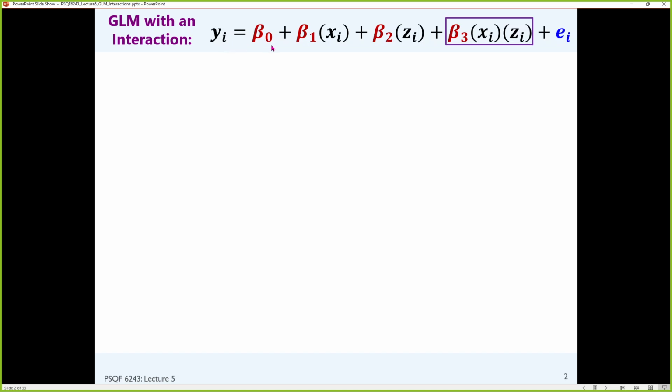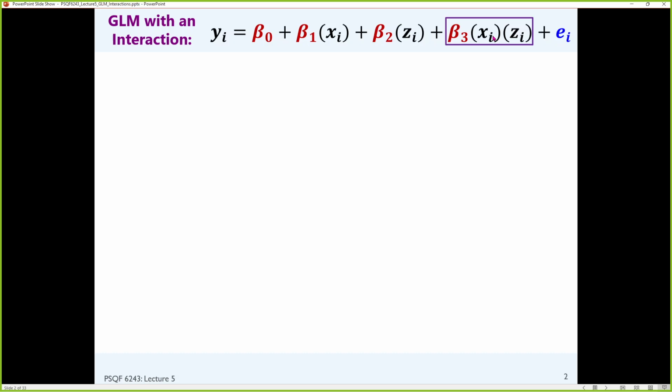Beta 0 is still my fixed intercept. Beta 1 and beta 2 and beta 3 are fixed slopes. None of these betas have i's because they're fixed. They're constants. They are not variables. X is a variable, Z is a variable, and the 2 multiplied together, this thing is called an interaction term.